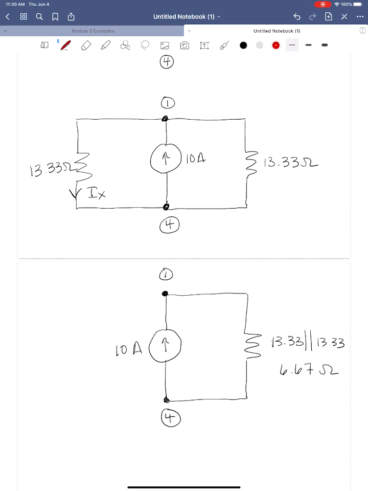So we're going to start here at this simplified circuit, the 10 amp and the 6.67 ohm resistor. We know that this current is going to flow through the resistor in that direction, and it's going to set up a voltage drop here with that polarity, and I'm going to call this V1. Okay, and we're going to solve for V1. And V1 is going to equal 10 times 6.67, and this is going to be 66.67.